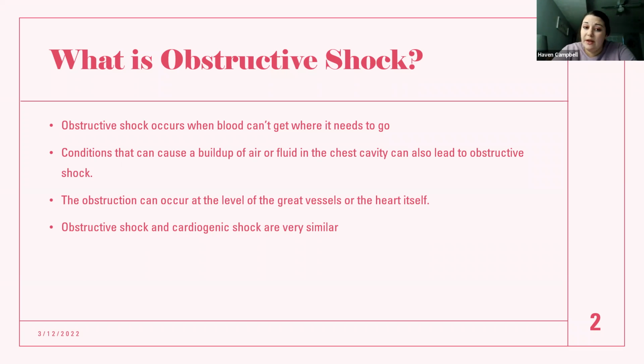Obstruction can occur at the level of the great vessels or at the heart itself, and obstructive shock and cardiogenic shock are very similar. So obstructive shock is just when the blood can't get either to the heart or from the heart.